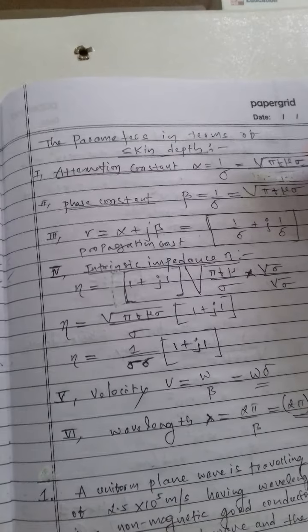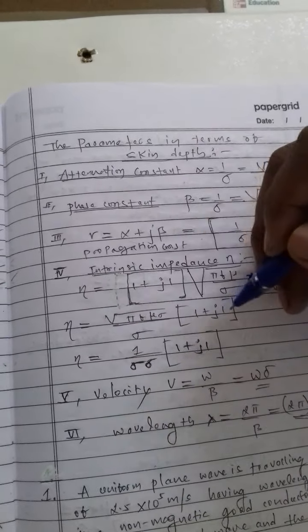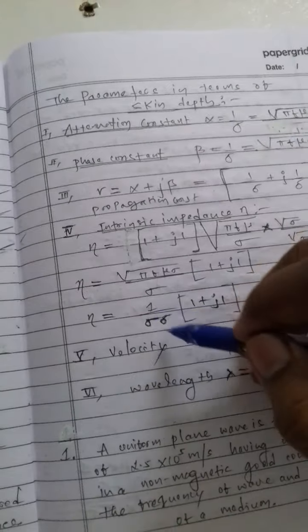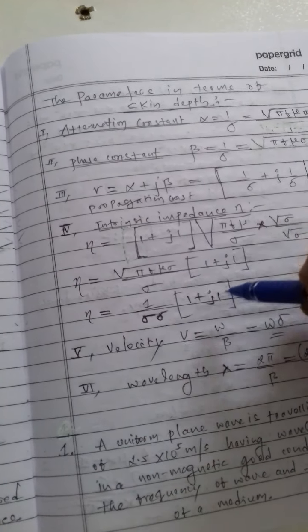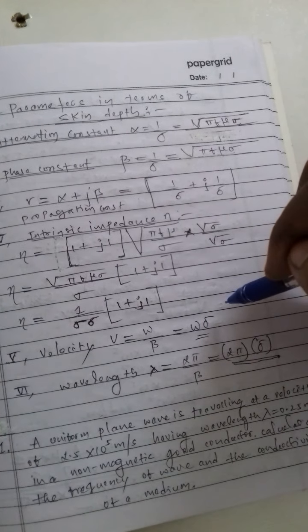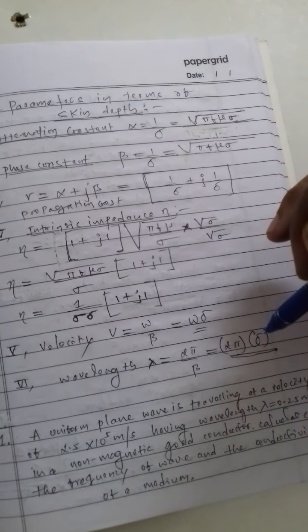Here it is equal to square root of pi f mu sigma upon sigma into (1 plus j), so that eta is equal to 1 upon sigma delta into (1 plus j). Velocity v is equal to omega upon beta, equal to omega delta, and wavelength lambda is equal to 2 pi upon beta, equal to 2 pi into delta.